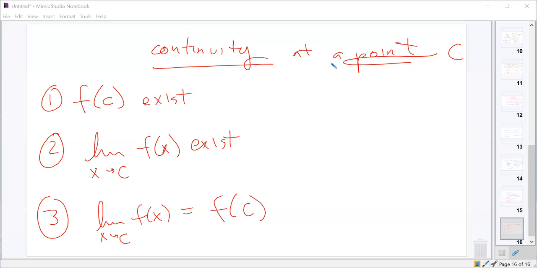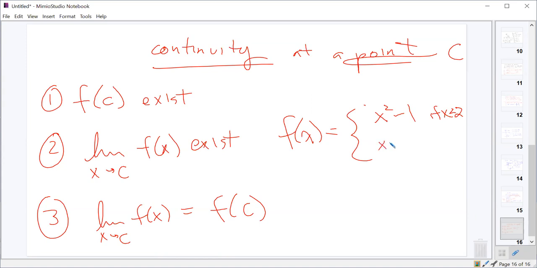Cool. All right, so this idea of continuity at a point usually comes up with a piecewise defined function. They'll say, f of x is equal to x squared minus 1 if x is less than 2, and f of x is equal to, I don't know, x plus 2 if x is greater than or equal to 2, something like that.